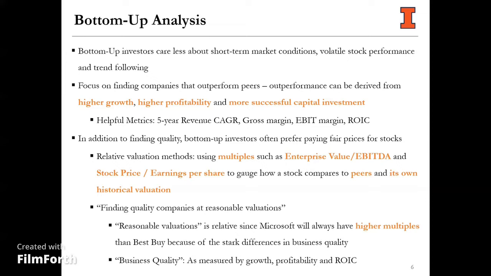And in addition to finding these quality companies, bottom-up investors are looking for those great stocks and these great businesses, but they want to pay fair prices for these. And for that we can use relative valuation methods like enterprise value and equity value multiples that help us gauge how a stock compares to peers and how a stock compares to its own historical valuation in terms of some form of earnings. When we look at enterprise value divided by EBITDA, that's telling us for each dollar that we generate of EBITDA, how much of the overall business does that account for?